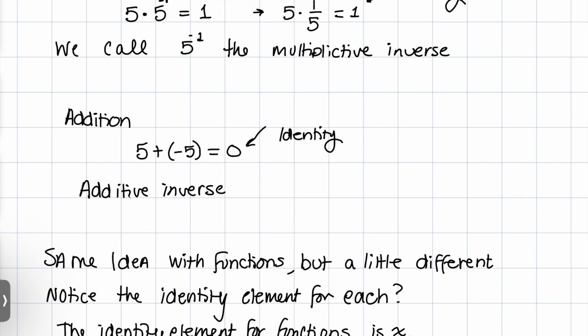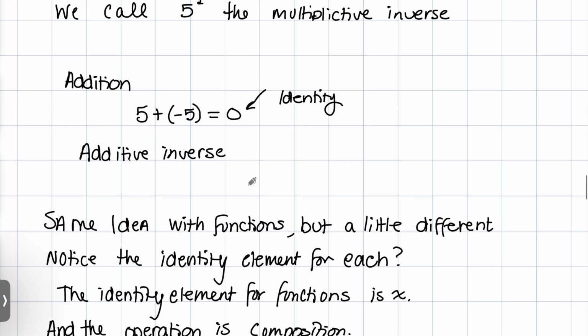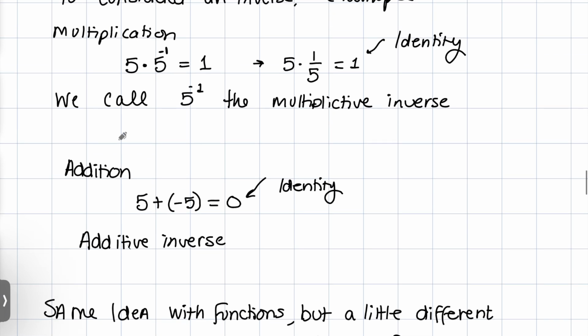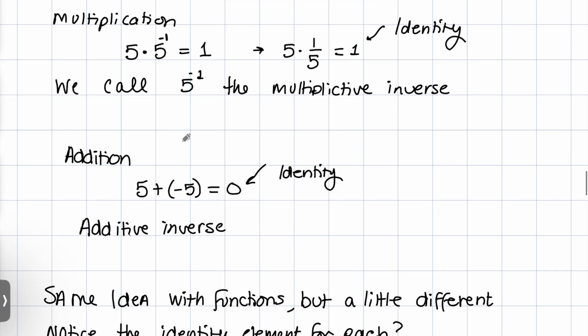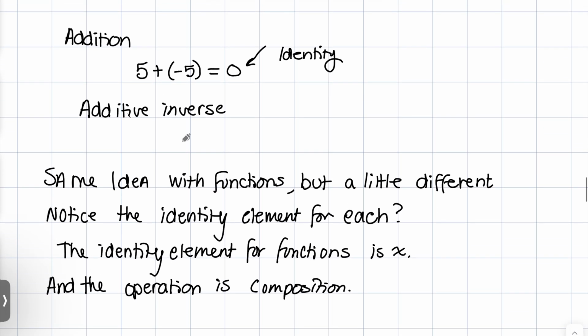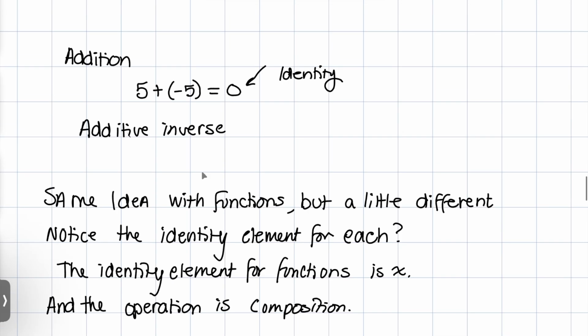Anyway, we have those ideas, and we want to use them with functions. These are examples with numbers, and we want to talk about functions. That's what we're interested in. It's the same idea with functions, but a little bit different, because now we need to figure out what the identity element is for functions, and also what operation we're doing. We're not going to want to multiply functions together, or divide or subtract or add or anything like that.